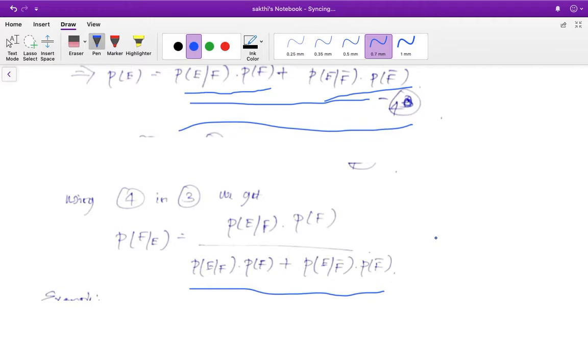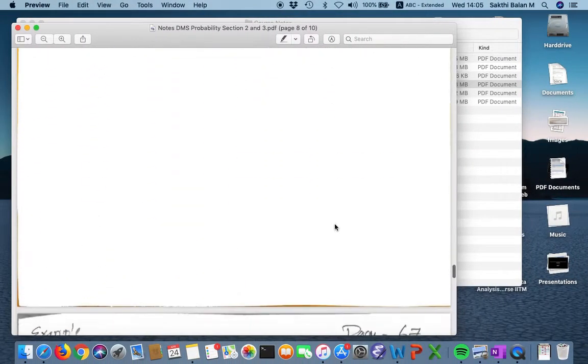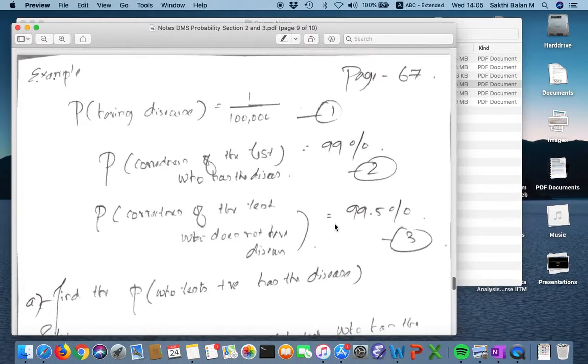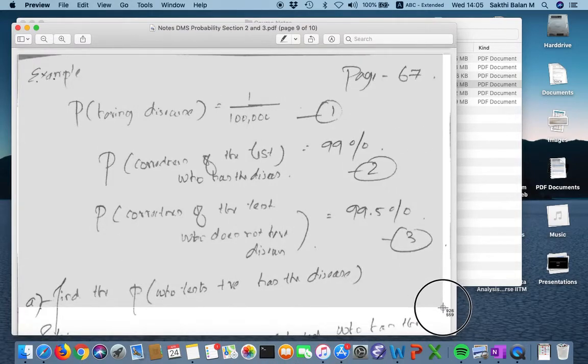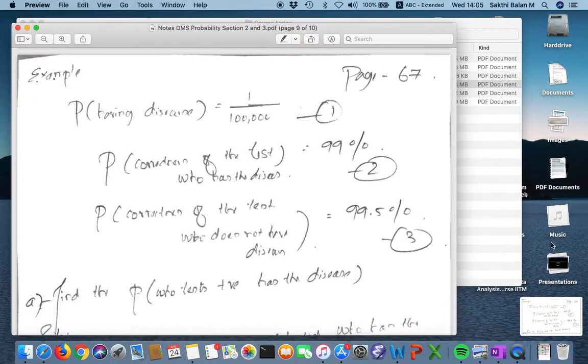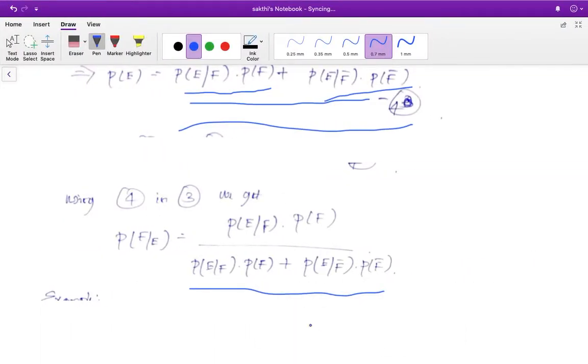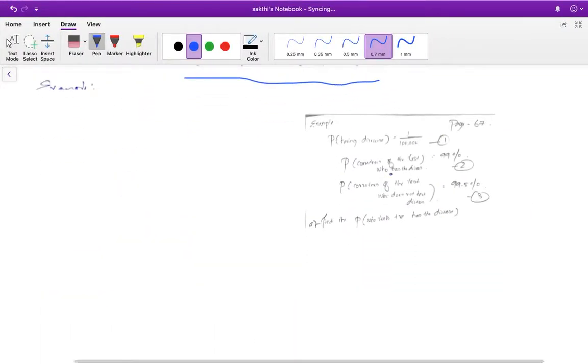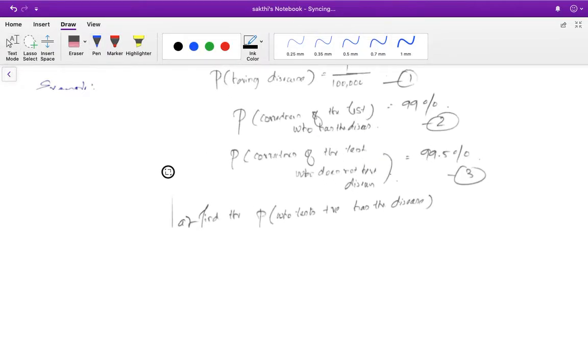So now coming to the example, how to use this theorem to find some conditional probabilities. That's what we are trying to see in this. Okay. So what is the problem? The problem is given like this. So you know something about a disease which is very rare, okay, a very rare disease.